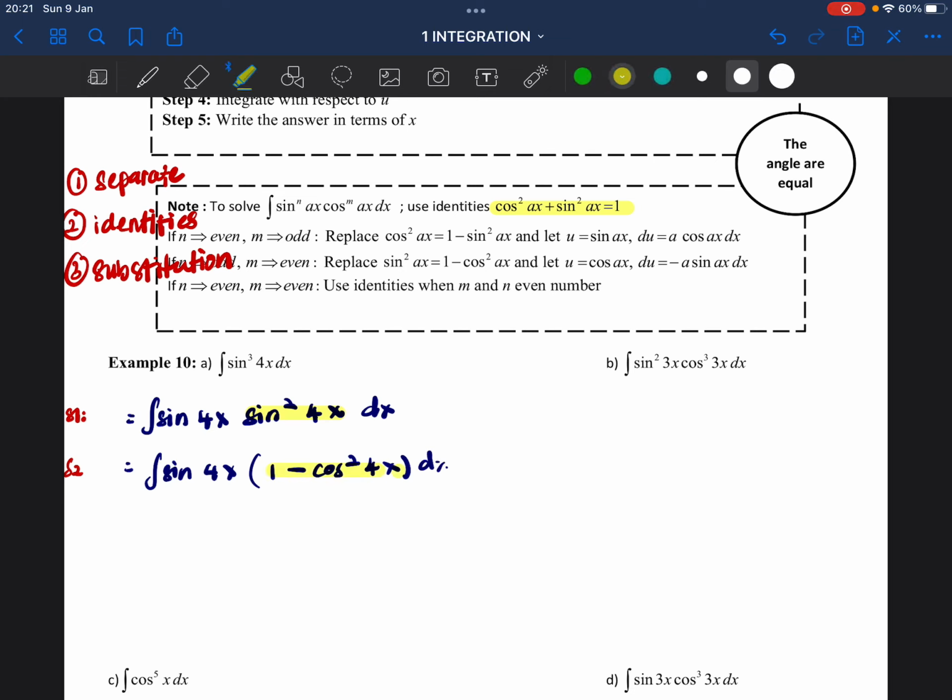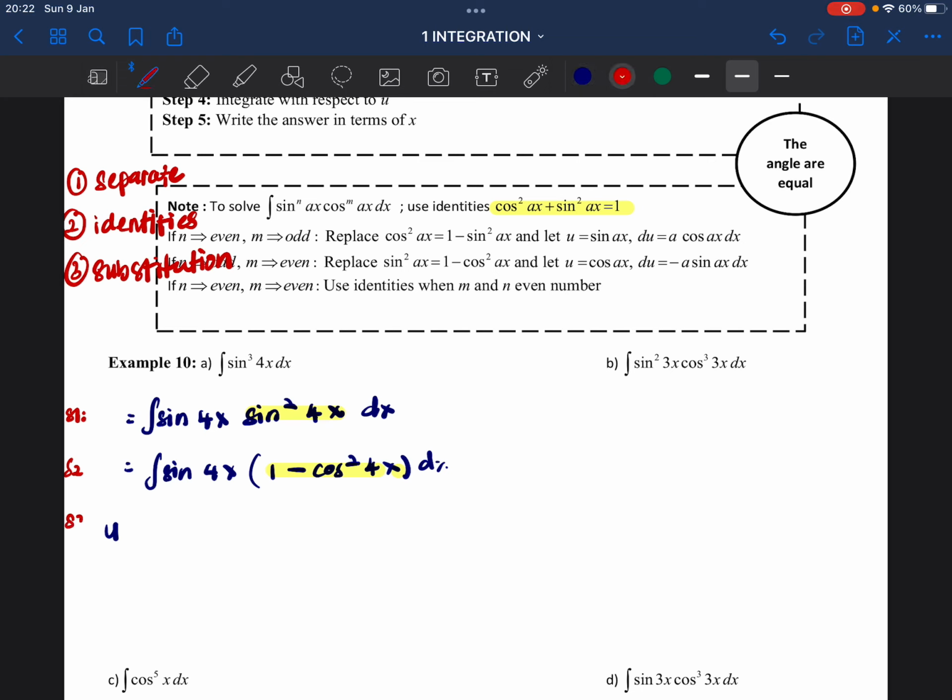Changed already. So the next step, the last step, is you have to use substitution. Back to the previous video, the hint on how to use substitution is we choose the expression that has the highest power, but without the power. For example, here we have sine 4x and cos square 4x. The highest power here is cos square 4x. So what are we going to choose as u? Cos 4x. So choose the expression with the highest power, but without the power.